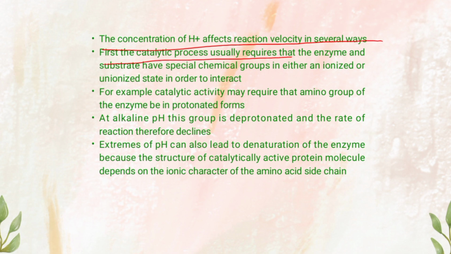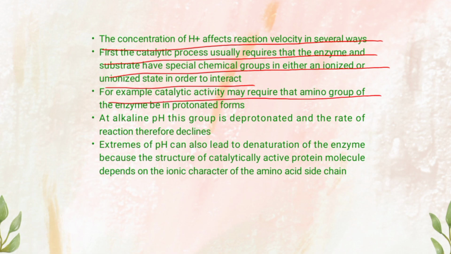First, the catalytic process usually requires that the enzyme and substrate have special chemical groups in either an ionized or unionized state in order to interact. For example, catalytic activity may require that the amino group of the enzyme be in protonated form. At alkaline pH, this group is deprotonated and the rate of reaction therefore declines.